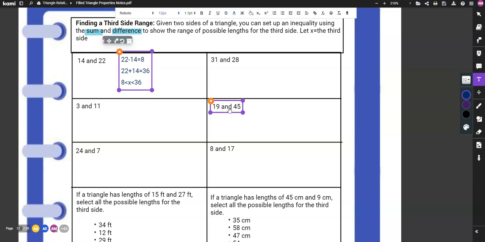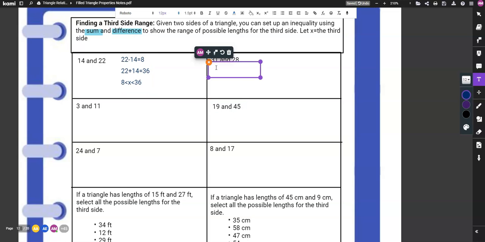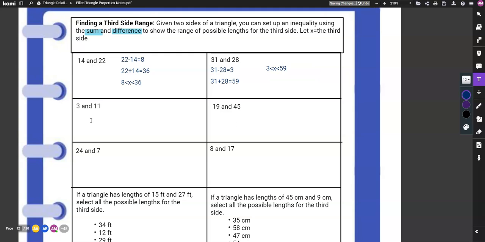than 36. So we have 31 minus 28, and that is going to be 3. And then we have 31 plus 28, which is going to be 59. So this triangle can have a third side anywhere from 3 or greater than 3 and less than 59. It's a very large range.